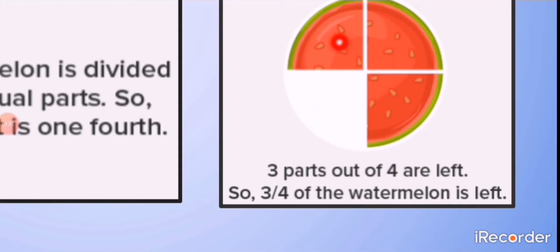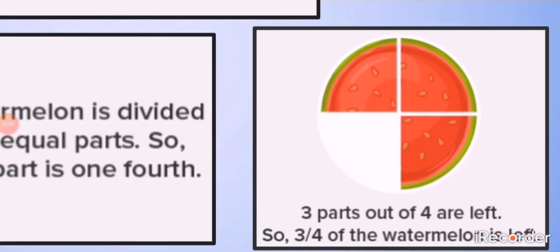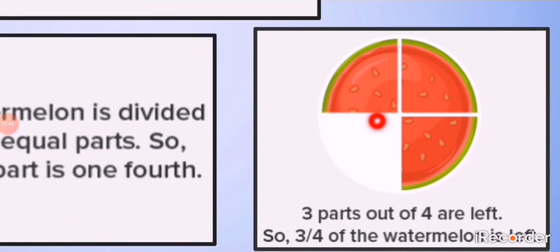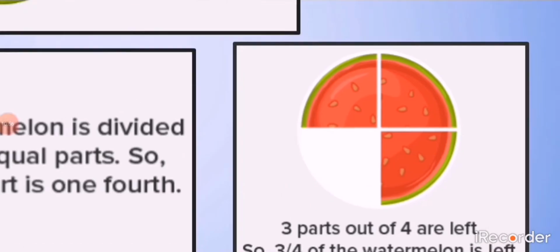You can see the parts are equally cut. So, we can say 3 parts out of 4 is the fraction of this watermelon. So, 3 by 4th of the watermelon is left. 1 has been eaten. So, how much is the eaten fraction? 1 by 4th is the eaten fraction, because 1 part is eaten out of 4 and 3 are left here. So 3 by 4th is the remaining fraction here.